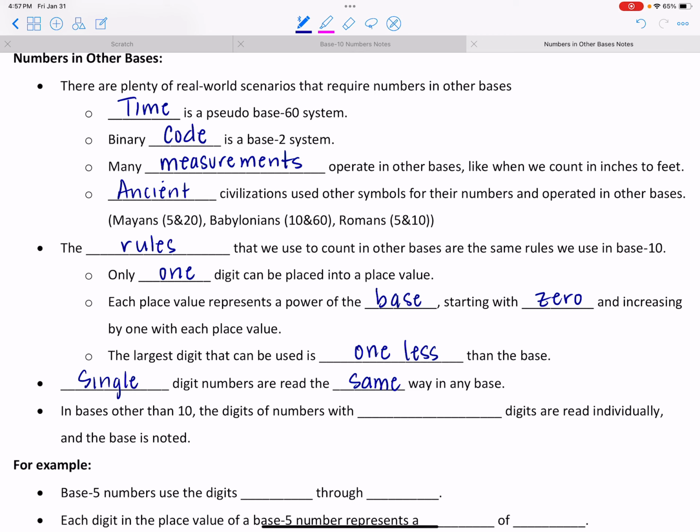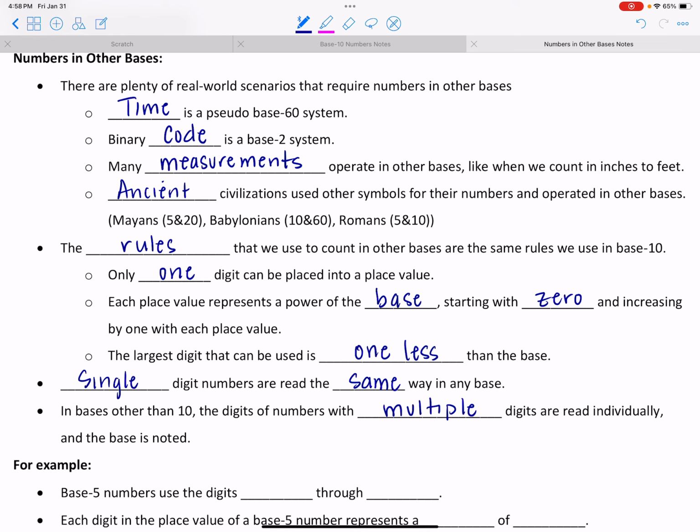But if we have numbers with multiple digits in another base, let me just read what I wrote because I think I said it nicely in the writing. In bases other than 10, the digits of your numbers with multiple digits are read individually and the base has to be noted. And that still might not make a lot of sense, but I'm going to show you in just a second here. So let's try to explore numbers in other bases.